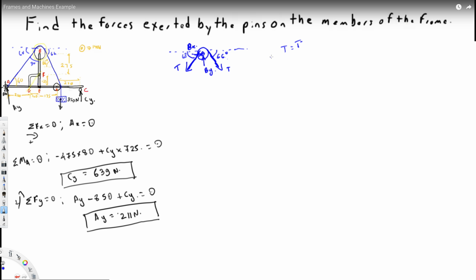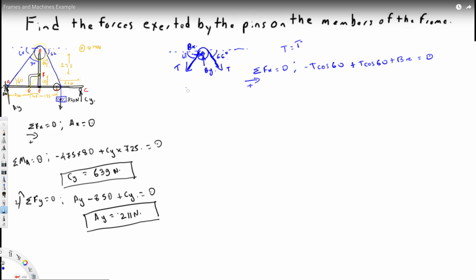So let's create the equation. If I take sigma Fx equal to 0 in statics, and if I take this direction positive and solve for this one, this is going to be negative T cos 60. Then we have positive T cos 66, and Bx is going to be positive, so it's going to be plus Bx is equal to 0.